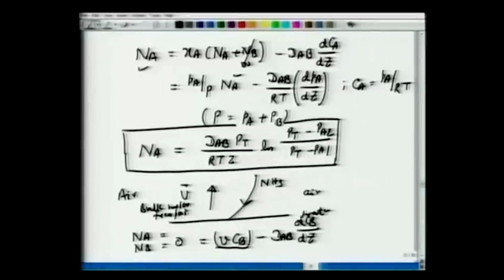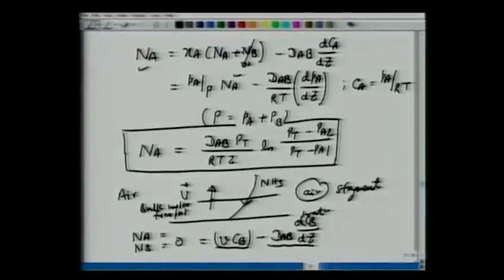In other words, any stationary observer will observe that B is 0, but if an observer moves with the average velocity u bar, he will see that there is a diffusion flux given by D_AB dC_B/dz. This principle of one medium diffusing when the other component is stagnant is applied very frequently in a very well-known example known as the Stefan tube.